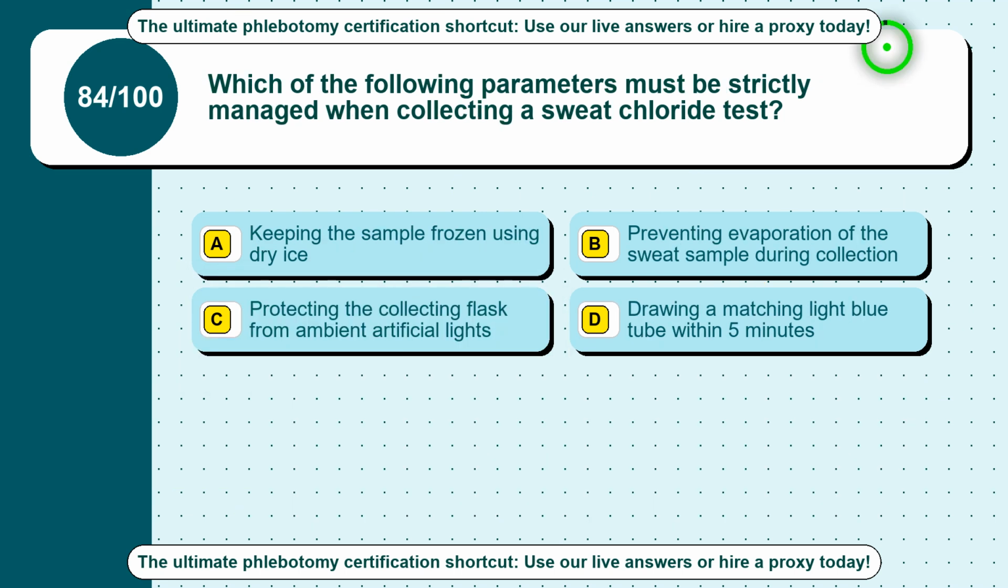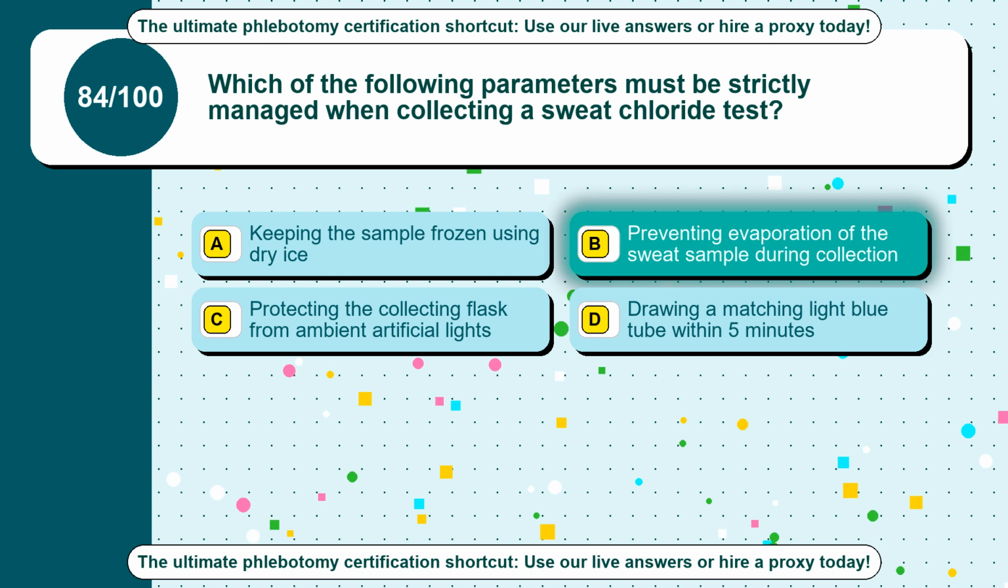Question 84. Which of the following parameters must be strictly managed when collecting a sweat chloride test? Option A, keeping the sample frozen using dry ice. Option B, preventing evaporation of the sweat sample during collection. Option C, protecting the collecting flask from ambient artificial lights. Option D, drawing a matching light blue tube within 5 minutes.